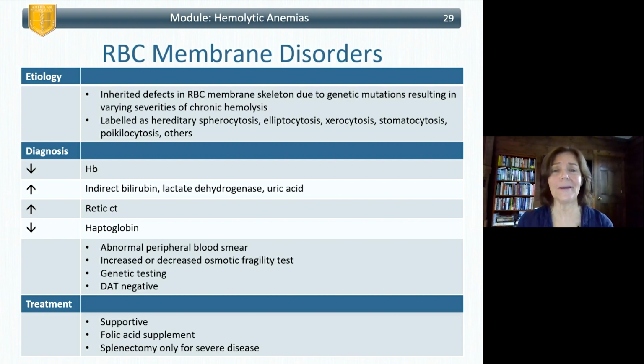In the old days, we used to only call it spherocytosis or elliptocytosis, when we were wondering why there was such variability in their presentation. So we know more about the membrane disorders now. In general, though, a person who presents with that will have a low hemoglobin, obviously signs of hemolysis such as an indirect bilirubin elevation, lactate dehydrogenase elevated, uric acid elevation, elevated retic count, and a low haptoglobin level. The smear will be abnormal, showing different shapes of the red blood cells.